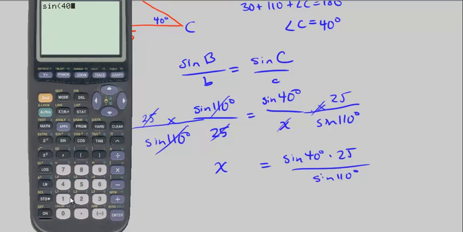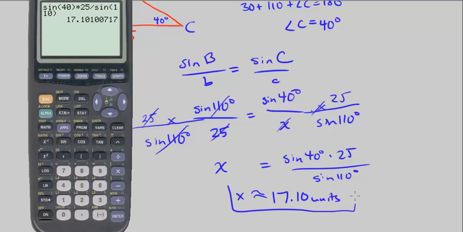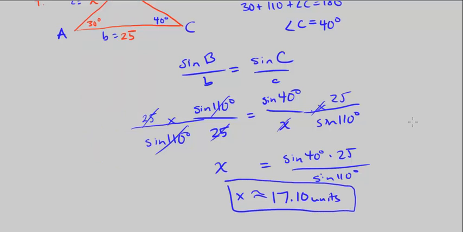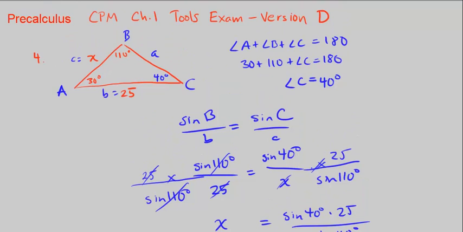Sine of 40 degrees times 25 divided by sine of 110 degrees. Okay, so x is approximately 17.10 units. I'm just copying that, box my answer, and I'm done. Okay, done with number 4. So let's go on to 5.